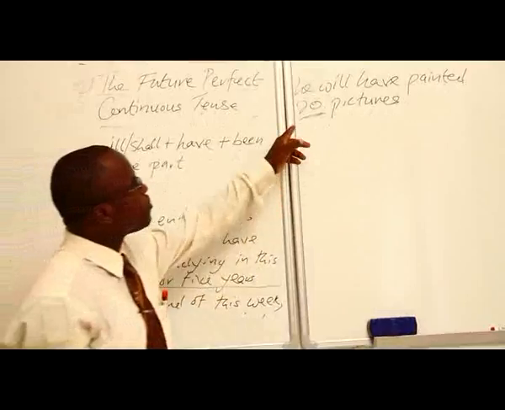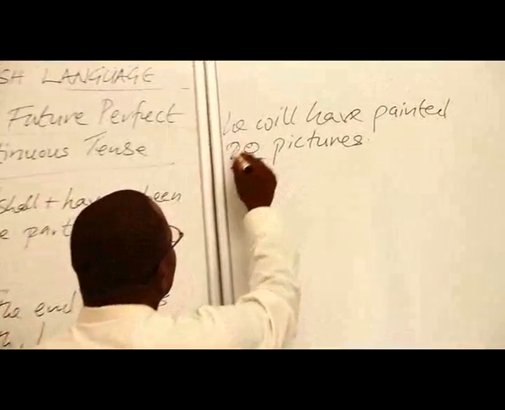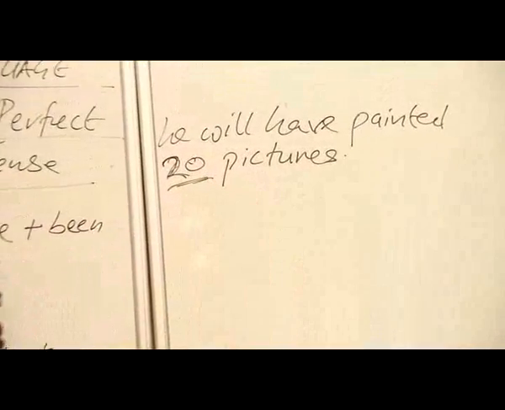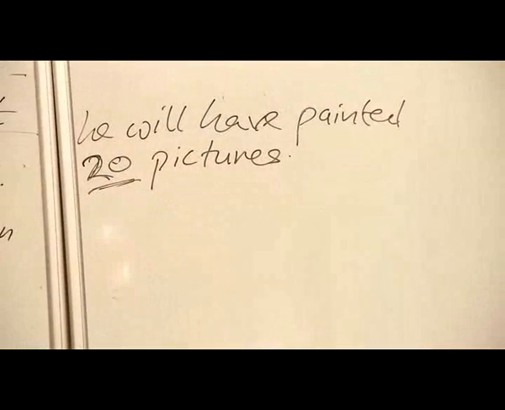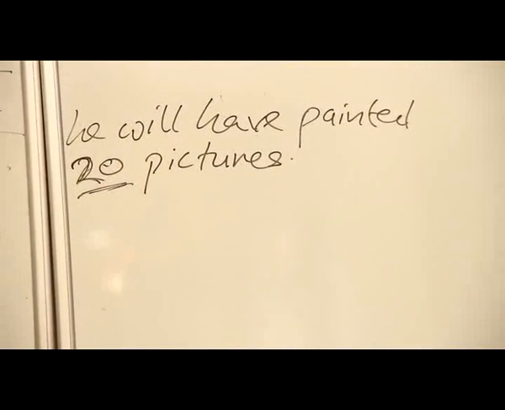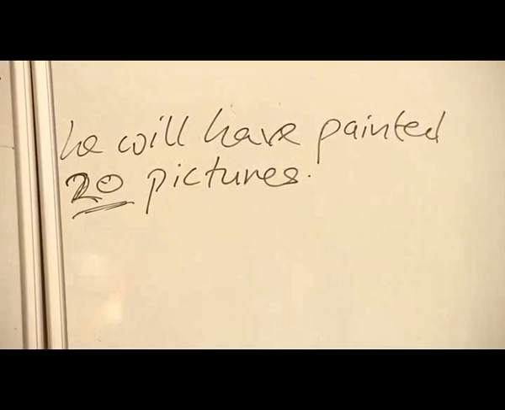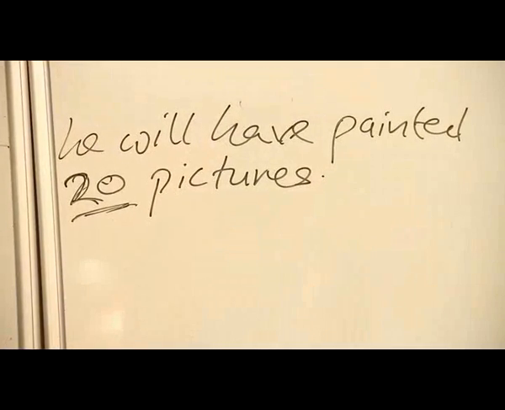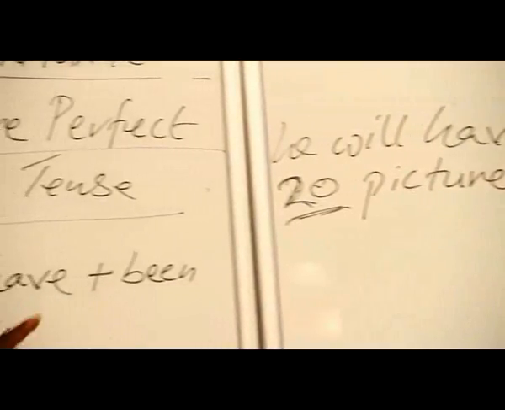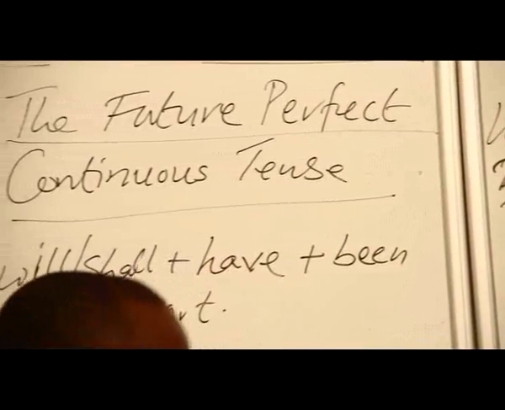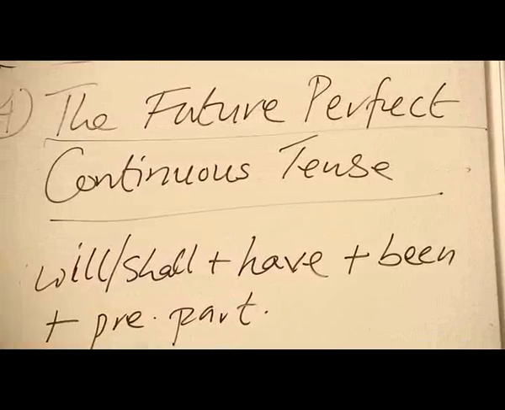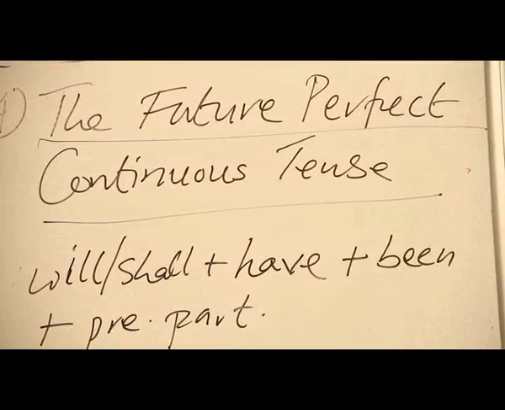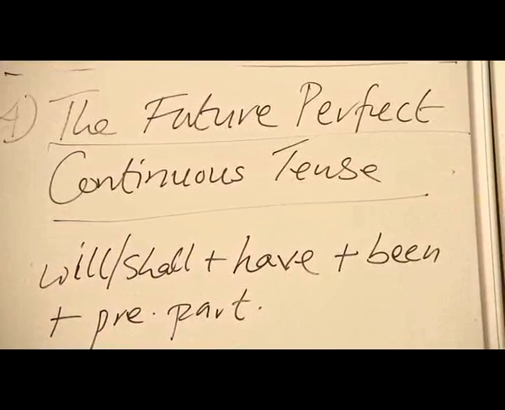So therefore, in such case, when you have a number like this 20, separating the item on which the action is on, you use the future perfect tense, not the future perfect continuous tense. That is a major difference between the future perfect continuous tense and the future perfect tense.